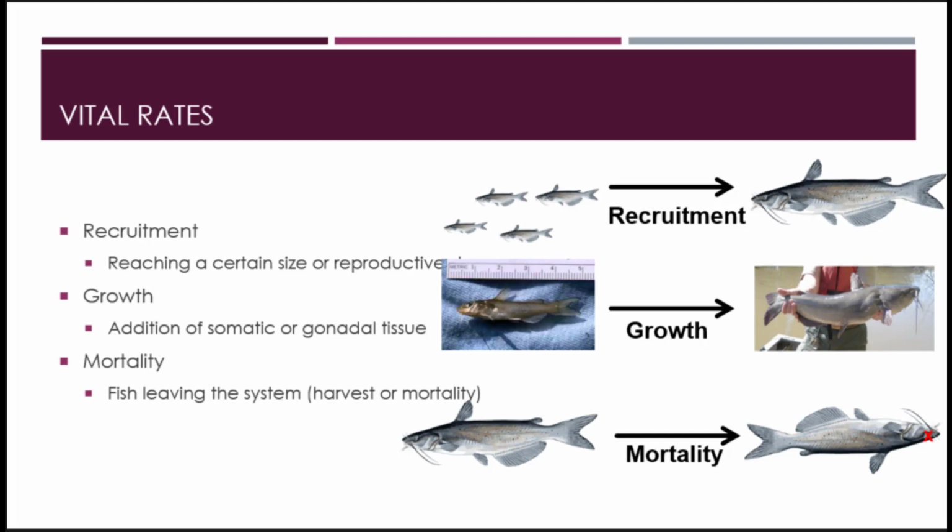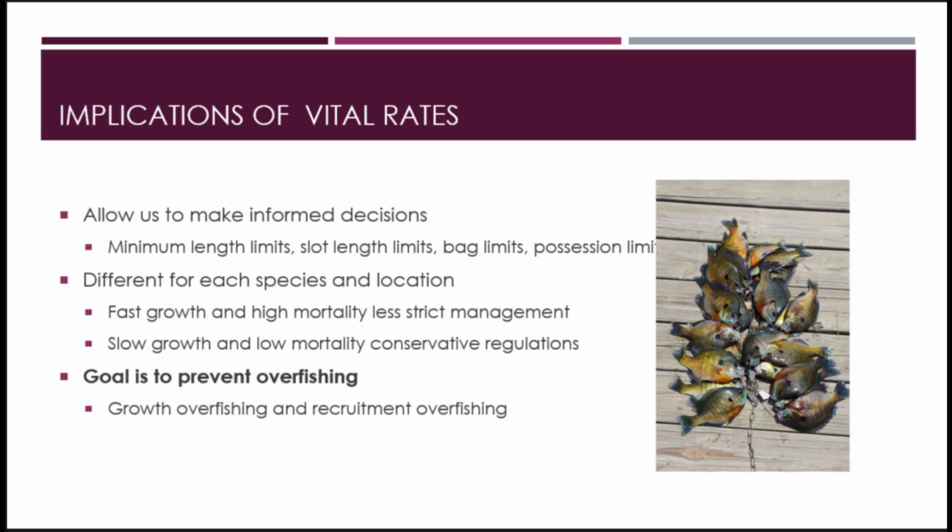Recruitment, what I mean here, is reaching a viable size, becoming a viable member of the population. Growth is the addition of somatic or adult tissue. And mortality, like I said, comes in two different flavors. It could be natural, or it could be fishing. Really, at the end of the day, vital rates give us better informed decisions, and can inform if we need management actions, such as minimum length limits or slot limits. And of course, population dynamics vary by species and by location as well.